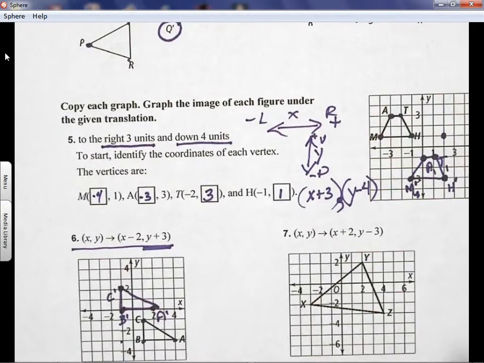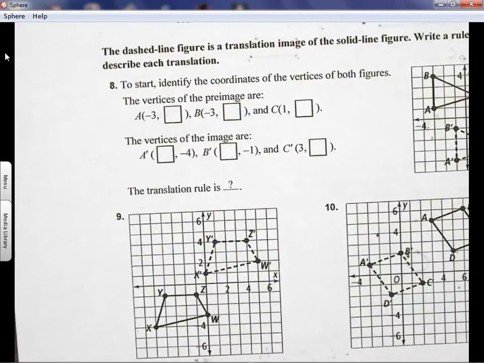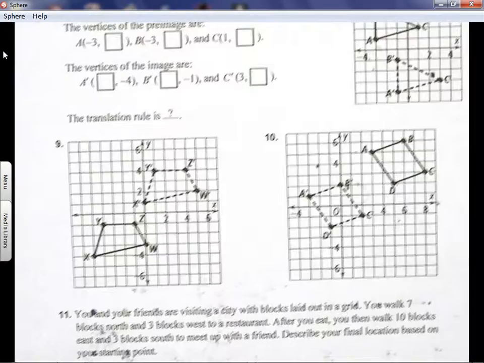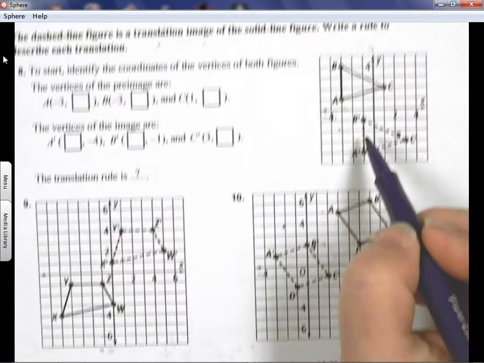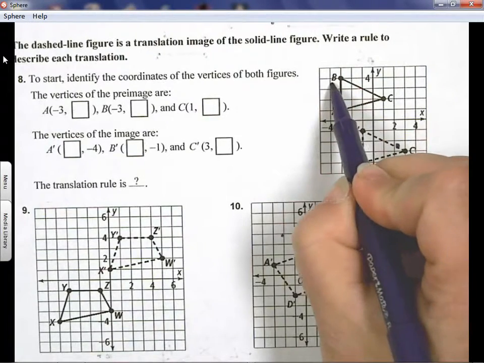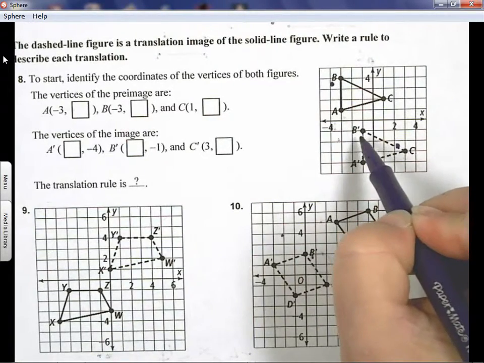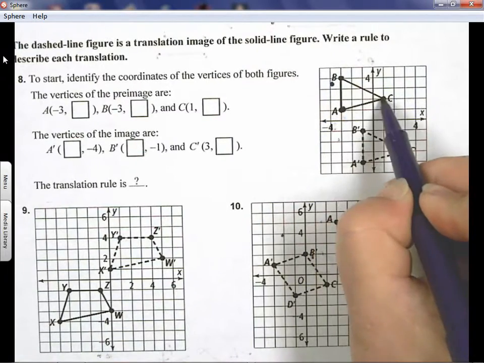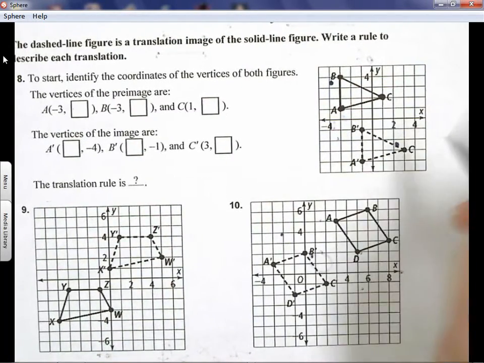And then let's jump over here on the back. And on the back, they're asking what's the rule. So when I look here at this example, I want to go from the pre-image to the image. It's very important that you realize that. So how is point A, B, or C? You can pick any of them you want. It should be the same rule for all.